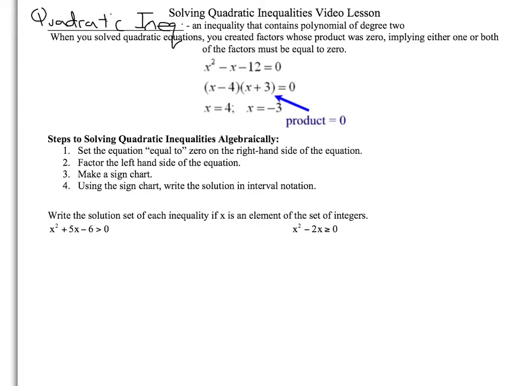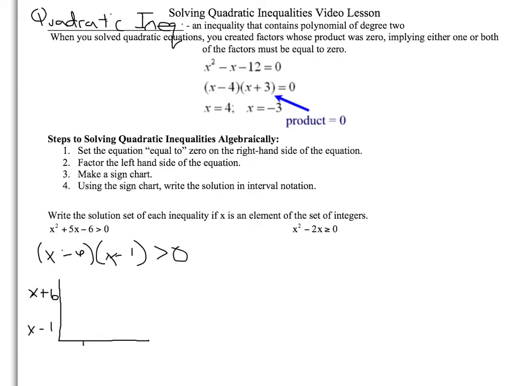Okay, so x squared plus 5x minus 6 is greater than 0. First thing, let's factor it. X squared plus 5x minus 6 factors to x plus 6, x minus 1. Once we factor it, what you do now is make the sign chart, step 3 there. The sign chart will start out looking like this. On the left-hand side, you need to write your factors. So one of my factors is x plus 6, and my other factor is x minus 1.